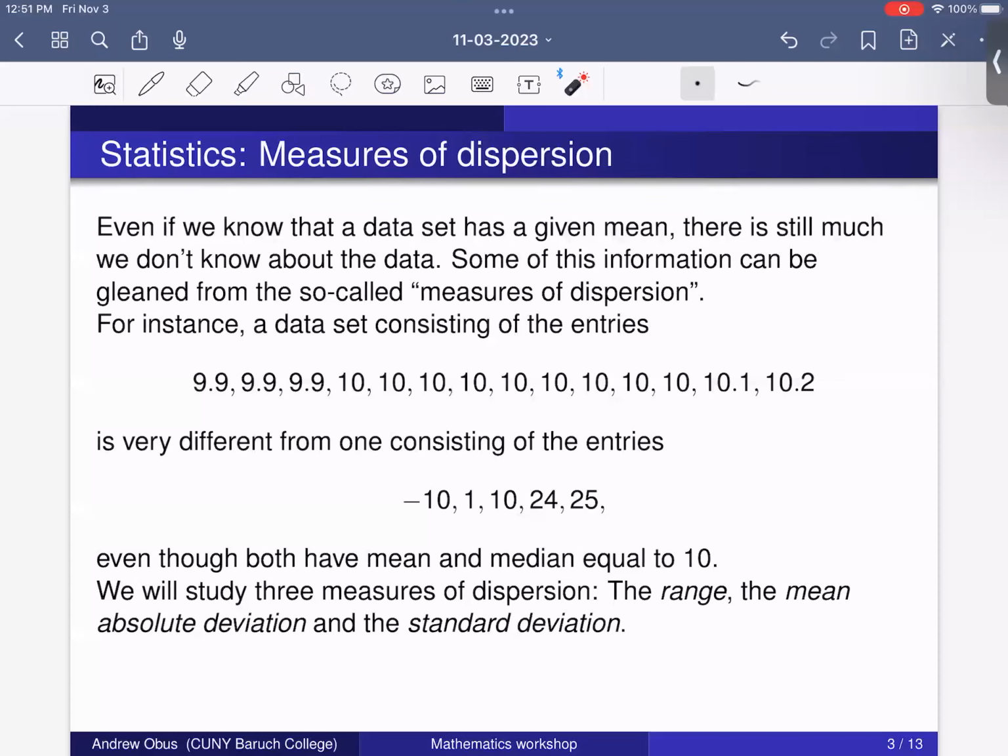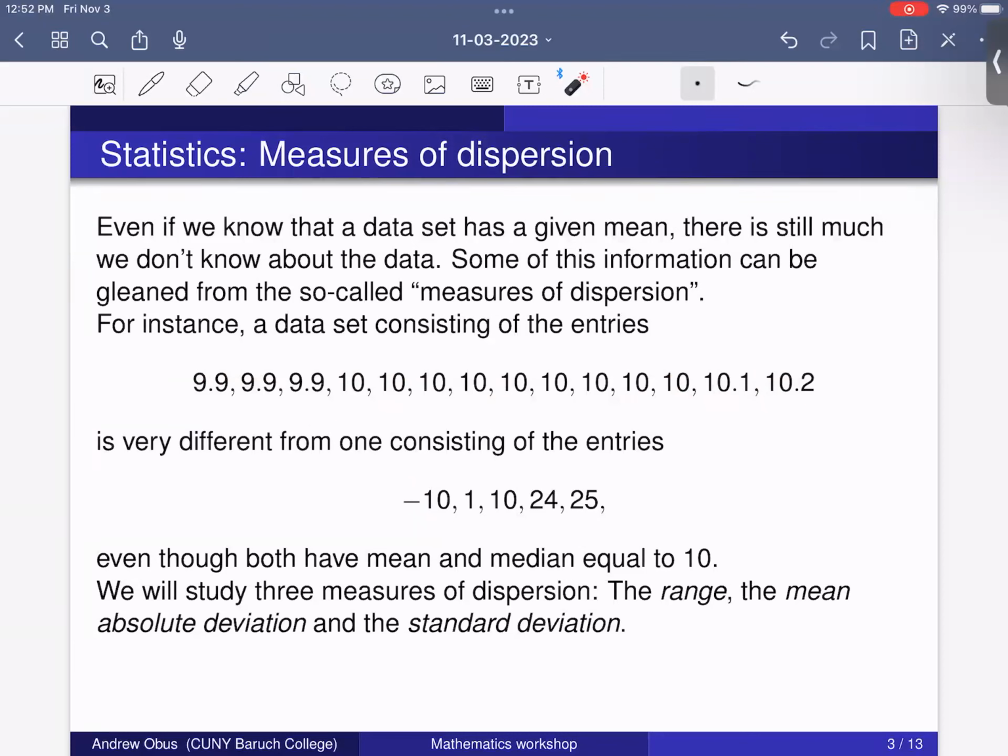For this, I have two different data sets over here. Here's one of them: 9.9, 9.9, 9.9, 10, 10, 10, 10, 10, 10, 10, 10, 10, 10.1, 10.2. This data set has a lot of entries, and most of them are very close to 10. Now here I have another data set: minus 10, 1, 10, 24, 25. This looks very different from the first data set, right?